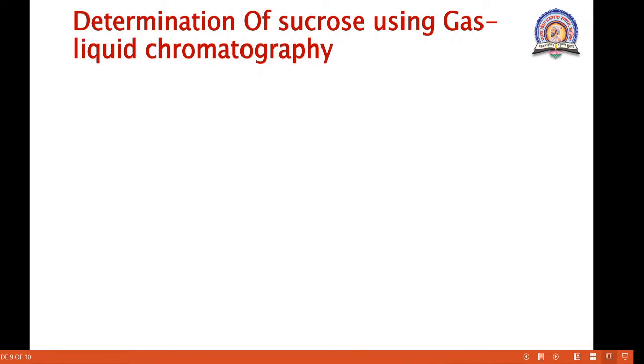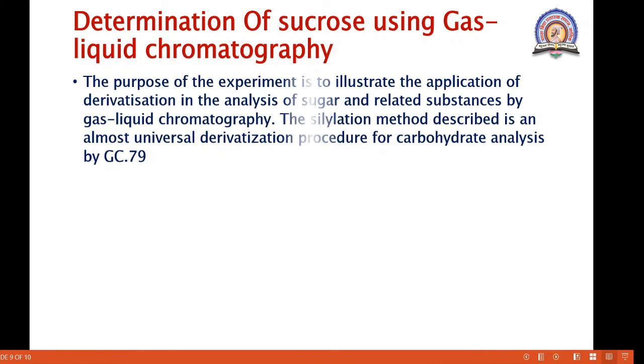Determination of sucrose using gas liquid chromatography. The purpose of the experiment is to illustrate the application of derivatization in the analysis of sugar and related substances by gas liquid chromatography. The silylation method described is an almost universal derivatization procedure for carbohydrate analysis.